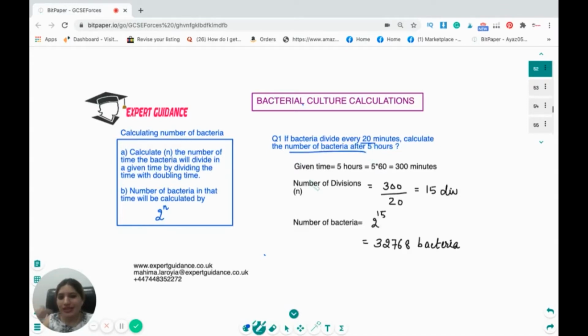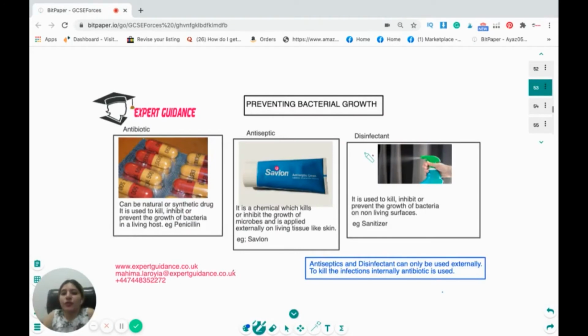Now first, let's see in 5 hours, how many minutes are there? 300 minutes. So the bacteria is dividing every 20 minutes. It means that in 300 minutes, it will do 15 divisions, and the formula for the number of bacteria after each division is 2 to the power n, where n is the number of divisions. So if we do 2 to the power 15, we'll get 32768 bacteria in 5 hours. That's a big number.